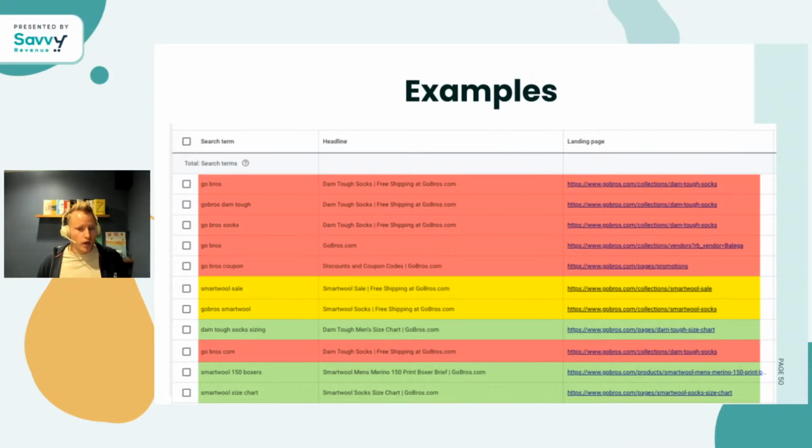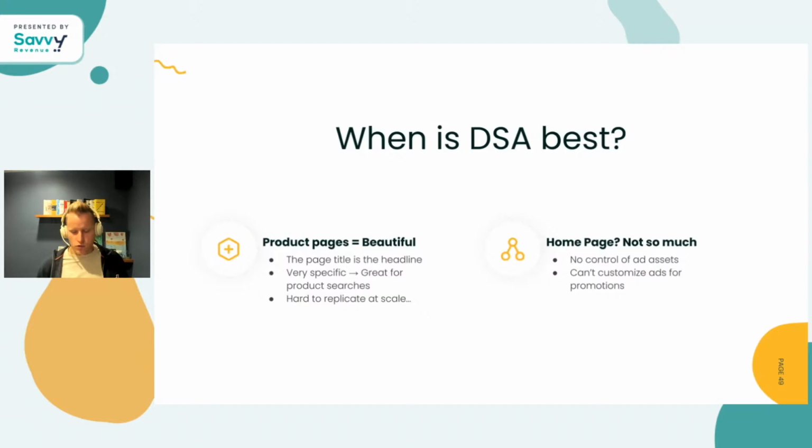However, we don't want the search term for GoPros, which is the branded term in this case, to go to darn tough socks. That doesn't make sense. It shouldn't be sent there. That's wrong. And that's where DSA works really good when you're sending to product pages or there's very specific searches on category or brand plus category pages that match up, and you get that really high relevance from the search term to the ad to the landing page. That's very hard to replicate at scale.